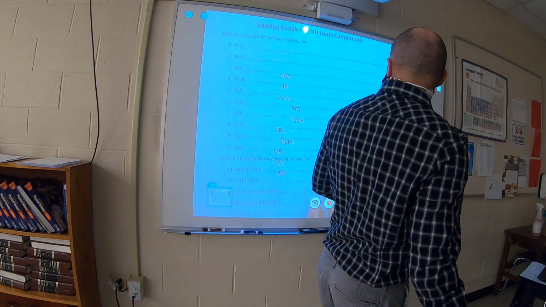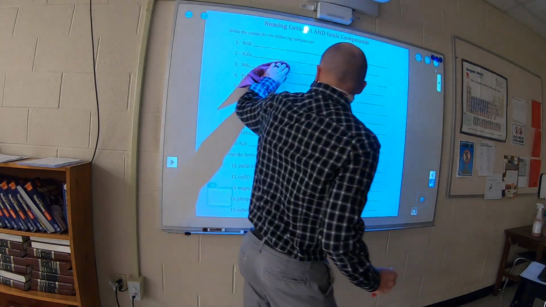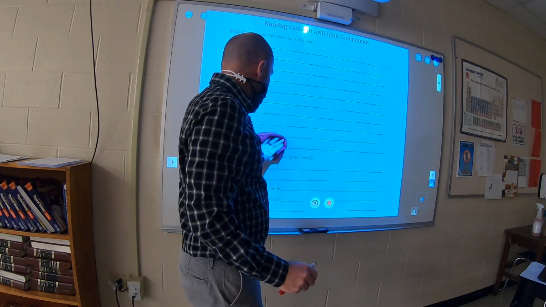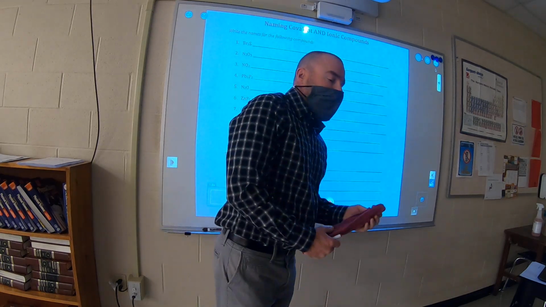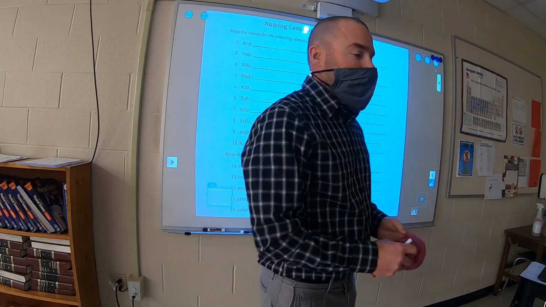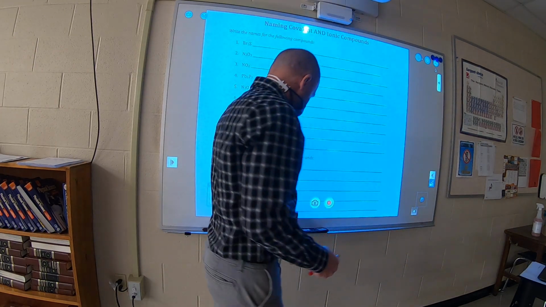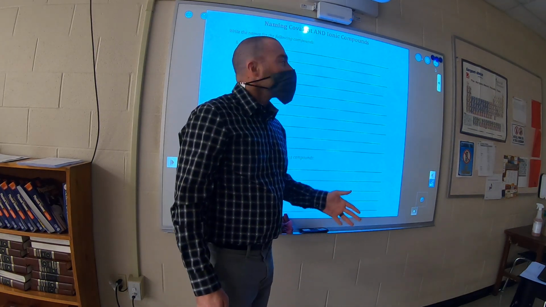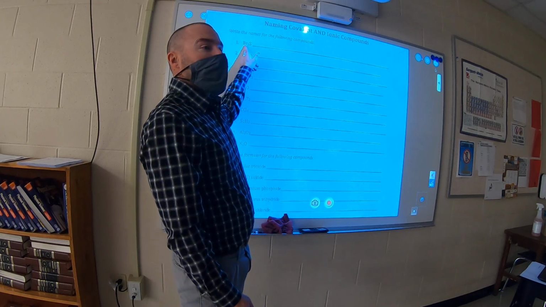This was a little bit more complicated because it's everything, right? So the first thing you need to do when you're not sure whether it's ionic or covalent is figure out whether it's ionic or covalent. So just look at the first element. If it's a metal, it's ionic. If it's a non-metal, it's covalent. So the first one here, Br, is a non-metal.